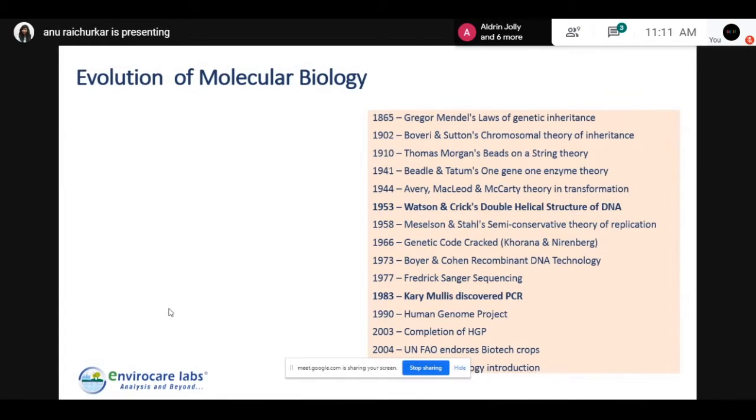PCR stands for polymerase chain reaction. So his discovery was a major breakthrough. And later on, he ventured into the Human Genome Project, and further on, many more discoveries took place.